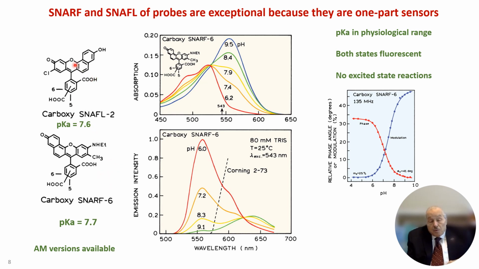So the SNAFLs have a fluorescein type chromophore. The SNARFs have something that looks a little more like a rhodamine type chromophore. We've used this extensively for pH sensing, and you don't really need to resolve the entire excited state decay. It's a multi-exponential decay because two species are emitting, but you can just look at the phase at one angle or the modulation at one wavelength or the modulation at another wavelength, and that alone will determine the pH for you.